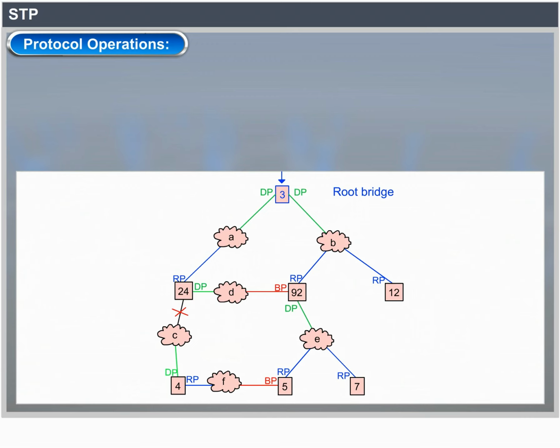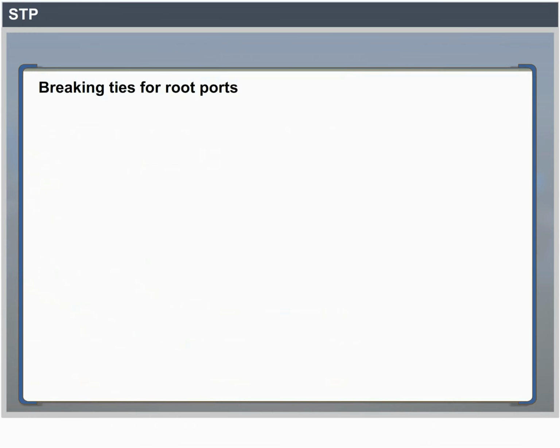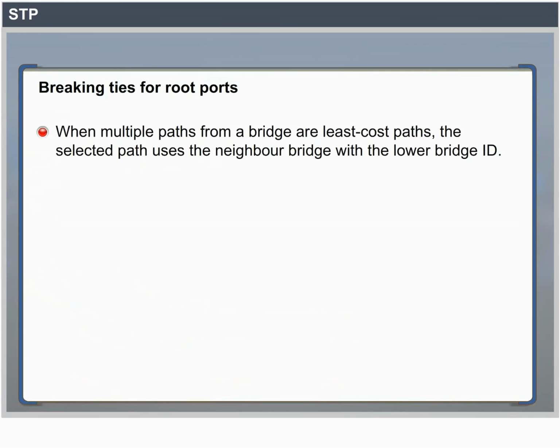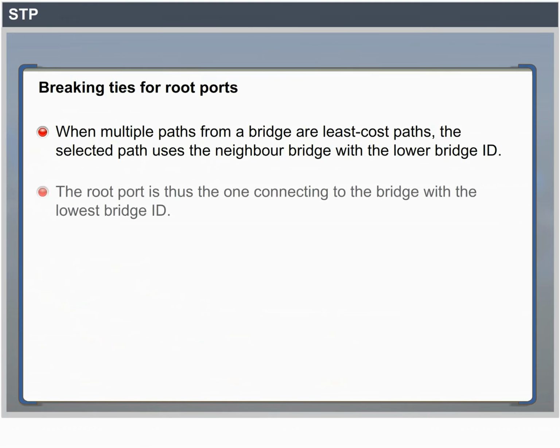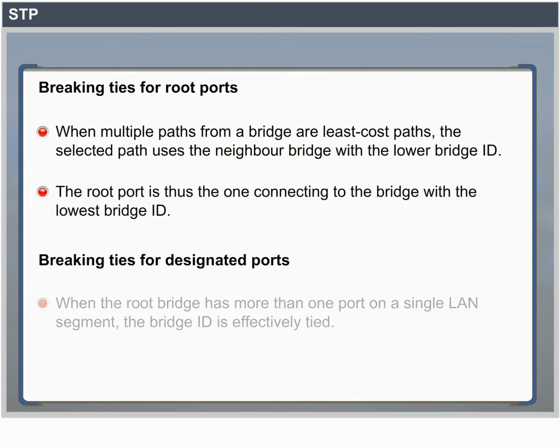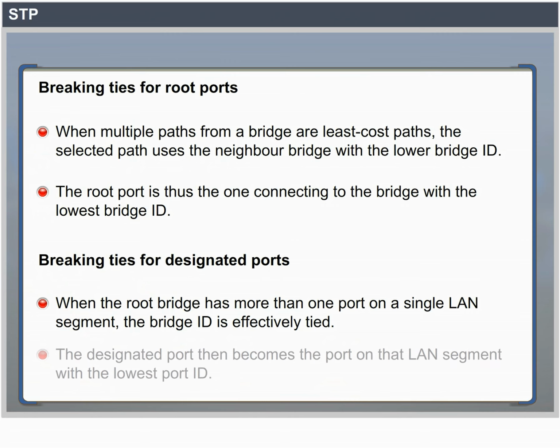When multiple paths from a bridge are least cost paths, the chosen path uses the neighbor bridge with the lower bridge ID. The root port is thus the one connecting to the bridge with the lowest bridge ID. Breaking ties for designated port. When the root bridge has more than one port on a single LAN segment, the bridge ID is effectively tied. The designated port then becomes the port on that LAN segment with the lowest port ID.